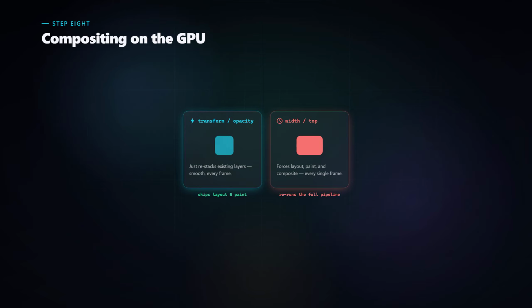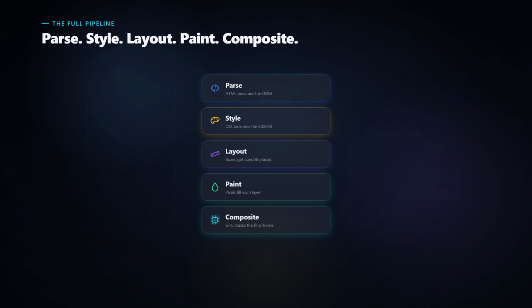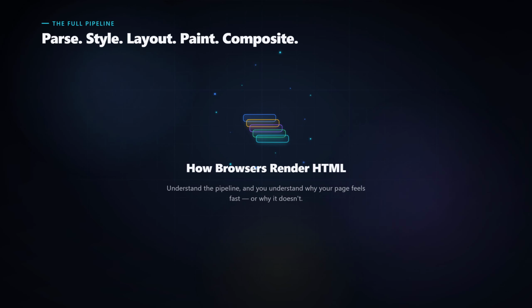But animating something like width or top forces the browser back through layout, paint, and composite every single frame. So the full pipeline is parse HTML into the DOM, parse CSS into the CSSOM, combine them into a render tree, compute layout, paint the pixels, and composite the layers, with JavaScript able to jump in and restart the cycle at any point. Understand that pipeline and you understand exactly why your page feels fast or why it doesn't. That's rendering from 0 to Pro.